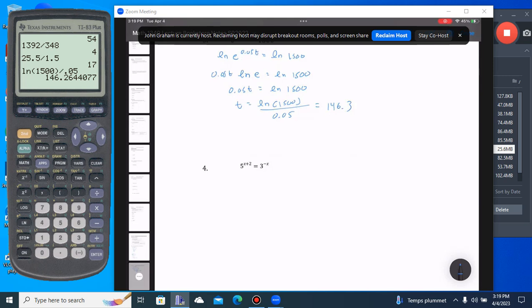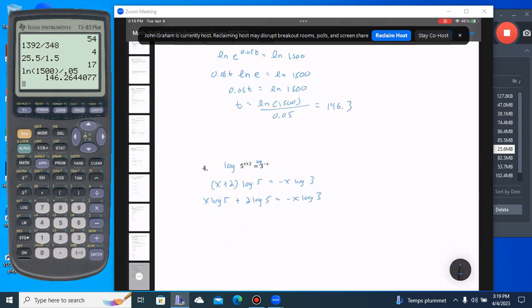So 5 to the x plus 2 equals 3 to the negative x. We can take the log of both sides, and that brings down that power. We have x plus 2 times log 5 equals negative x log 3. Now the key is to get the x's on the same side so we can factor them out. So we'll distribute the log 5. So we get x log 5 plus 2 log 5 equals negative x log 3.